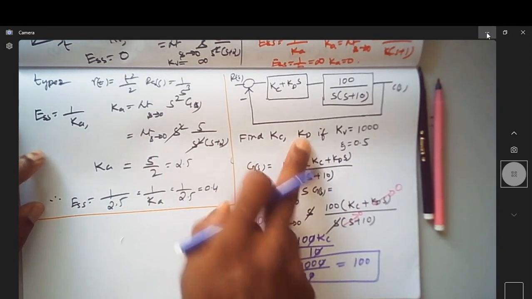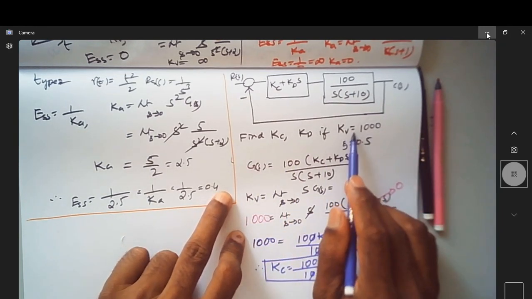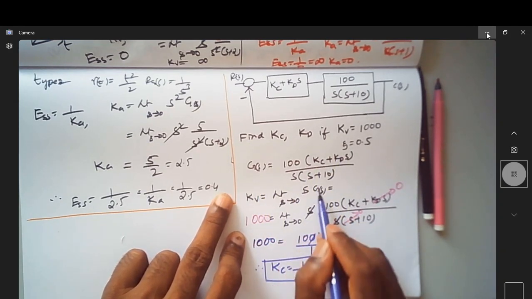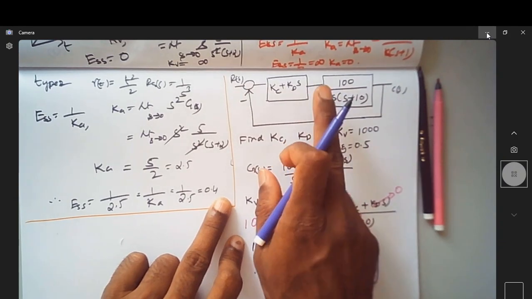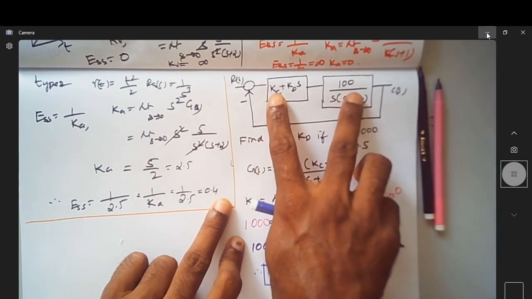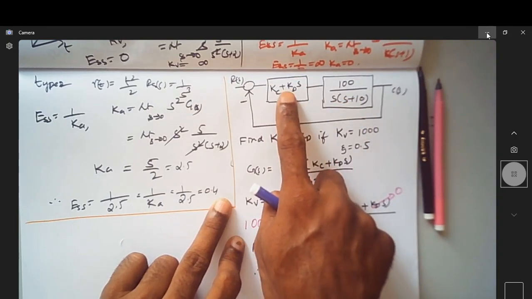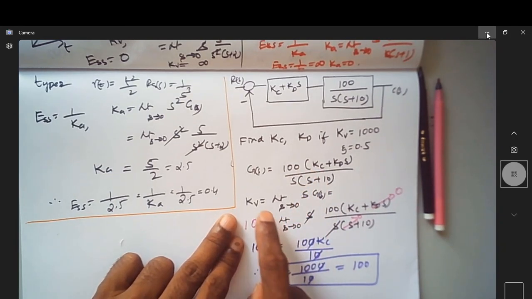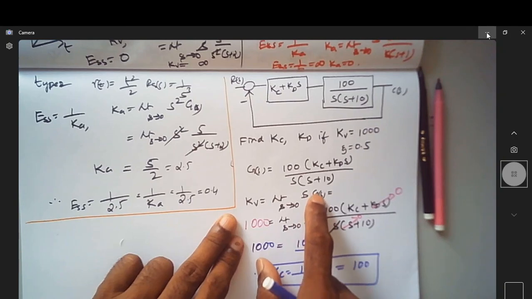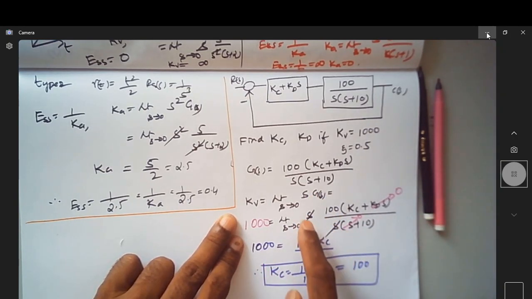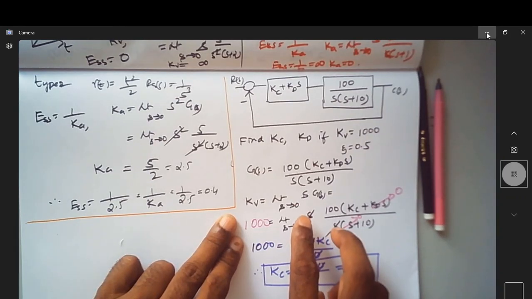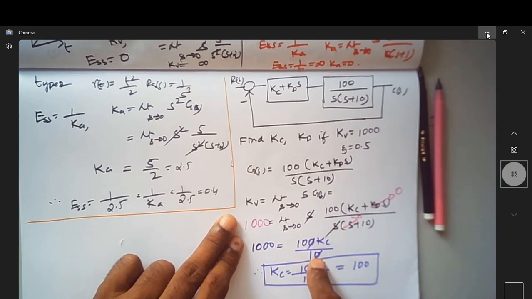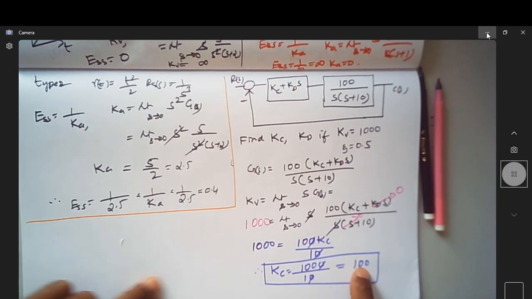Now we are asked to find what is Kd. Of course it's very simple. Since Kv is given, we are substituting what Kv is. Because we know that Kv is nothing but S into GFS, I need to find the GFS of this unity feedback system. I want to find the forward block, which is the product of these two, because these two are in series. Then Kv is nothing but S into GFS. So you substitute GFS, and before you apply the limit, make sure that wherever S is going to cancel out, then you apply the limit. So now this becomes 100 Kc by 10, which reduces to Kc equal to 100.